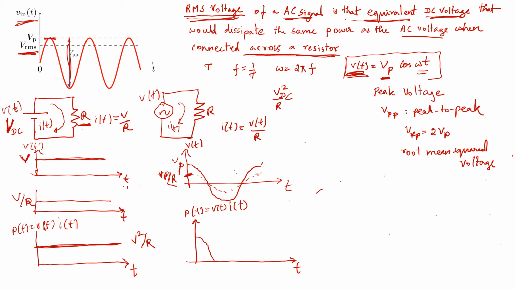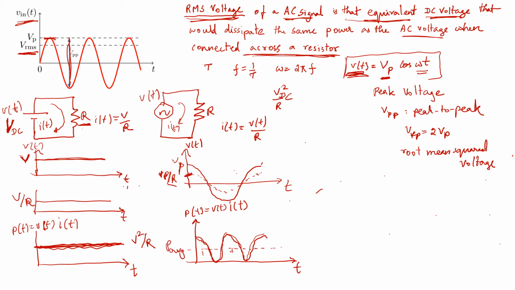And when both of them are negative, negative times negative becomes positive again, and I would get something positive as well. But what you notice, unlike the DC case where the power dissipated is constant, is that here the power dissipated is fluctuating with time.